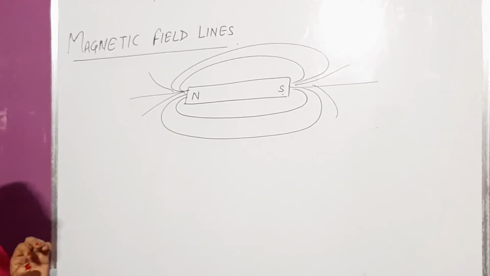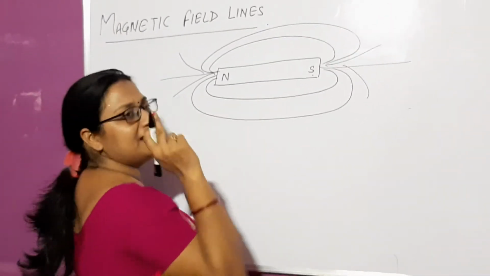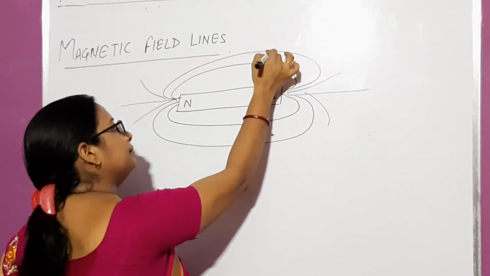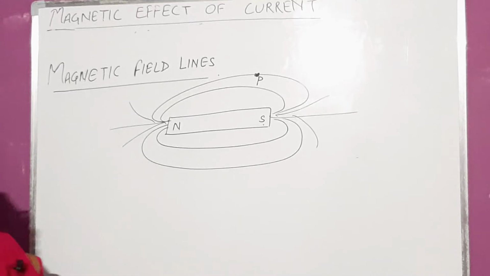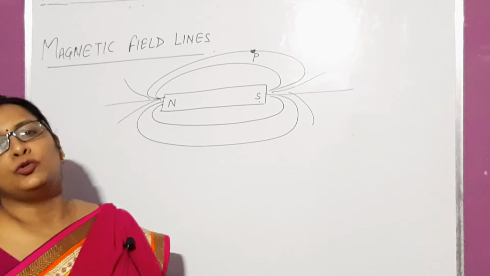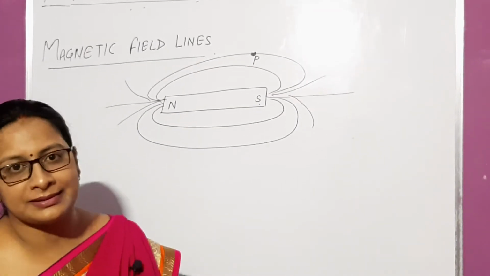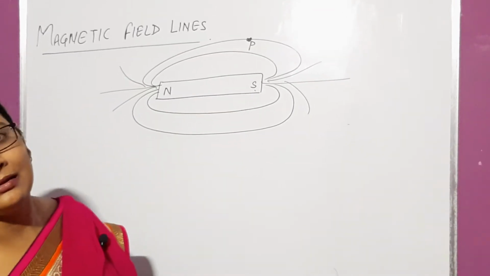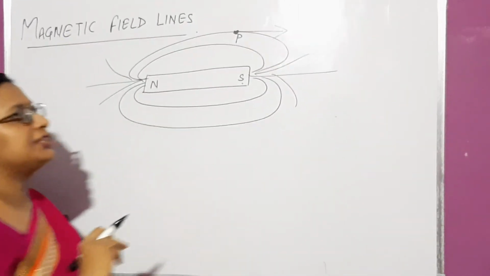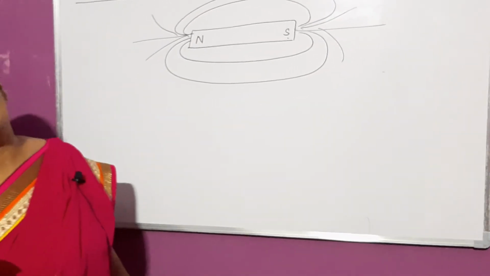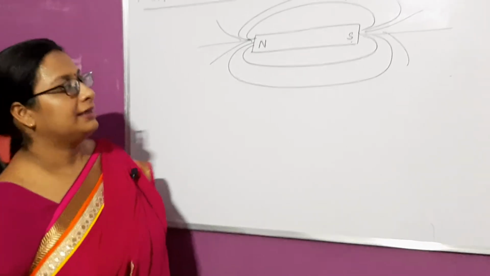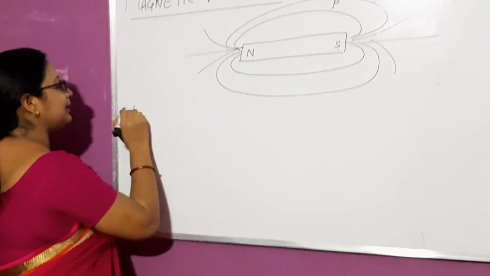But if we want to find the direction of the magnetic field at any point, suppose this is a point P, how will you find the direction of the magnetic field at a particular point? We have two methods: by simply using a compass needle, and by drawing a tangent at this point. If we draw the tangent at this point, we will find the direction of the magnetic field at that particular point.